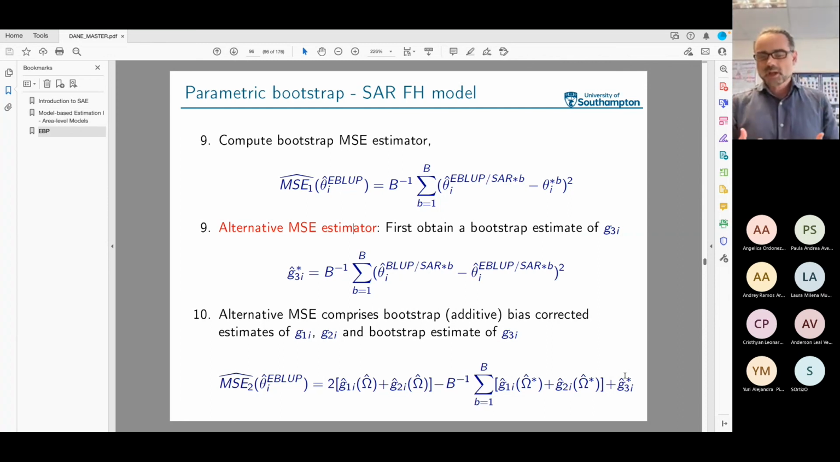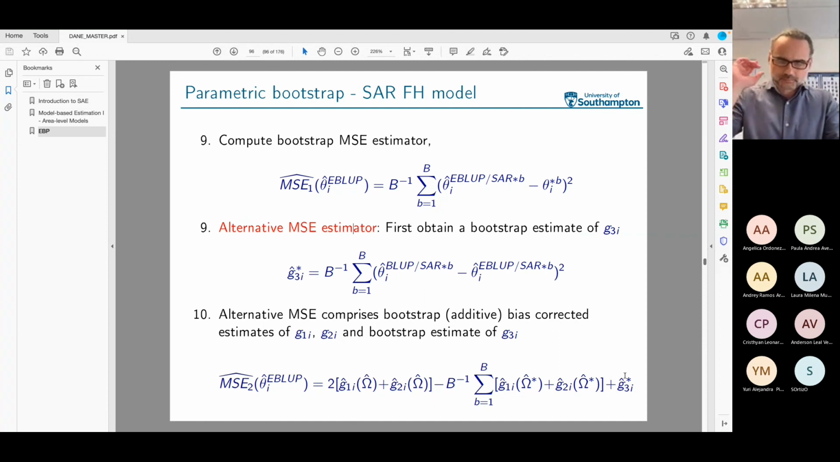So bootstrap is not only used to estimate the mean squared error, but it can also be used to have a correction for bias. And this is exactly what the colleagues who wrote the paper proposed in this case. So that's a second mean squared error estimator that can be used to estimate the E blob for the SAR model, the simultaneous autoregressive model.